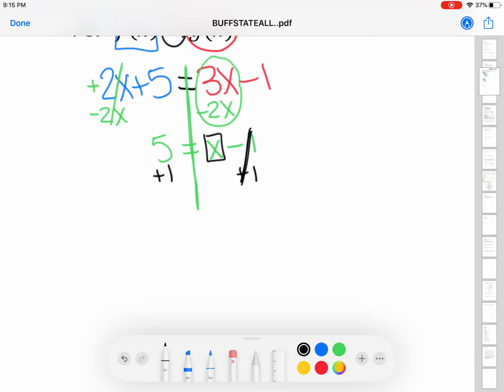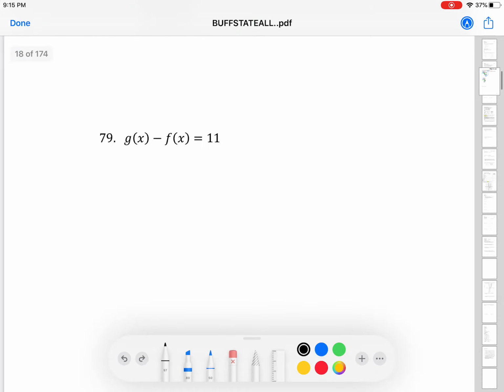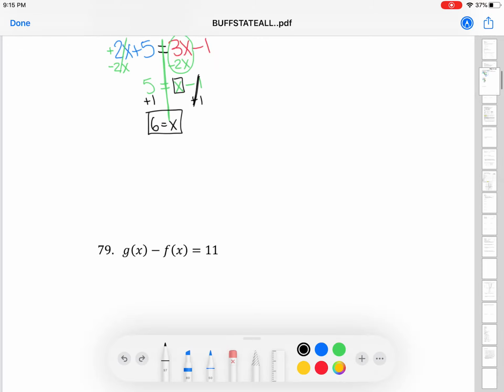Okay, we're in that basic form now, so get rid of what's being added or subtracted to the x first. That's going to be that minus 1. So I'm going to add the 1 to both sides so that those will cancel out. And you're actually done at this point. 6 is equal to x, or x is equal to 6. And you're done because there's no number in front of this x to divide by.